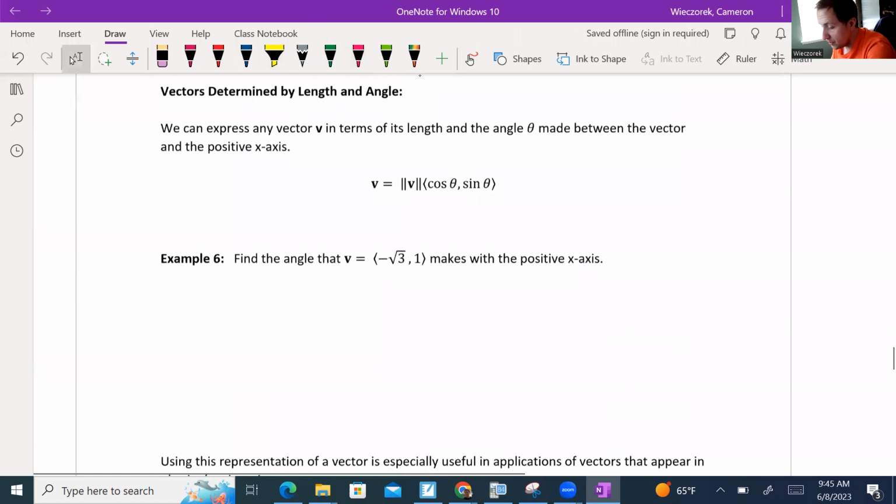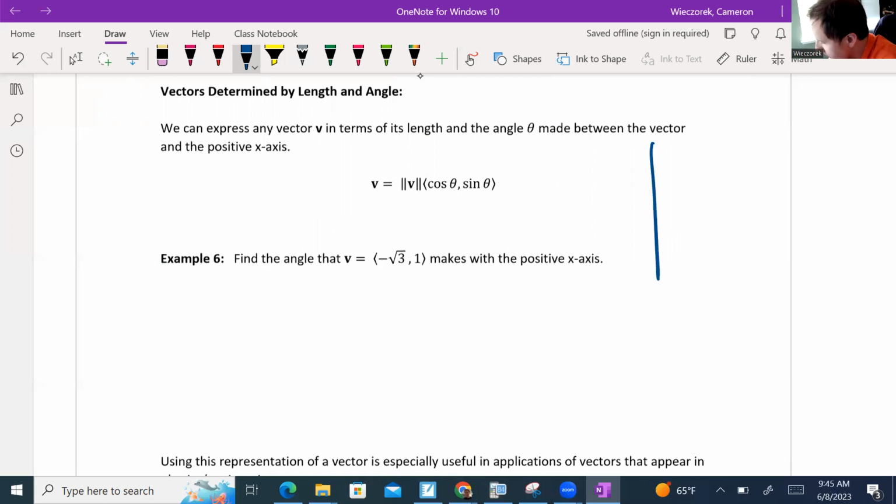We can do some of these vector computations with trig, and that's going to be helpful when we get to some of the word problems that deal with force near the end of the section. So, vectors determined by length and an angle. We can express any vector v in terms of its length and the angle theta made between the vector and the positive x-axis. So this should make you think of the unit circle.